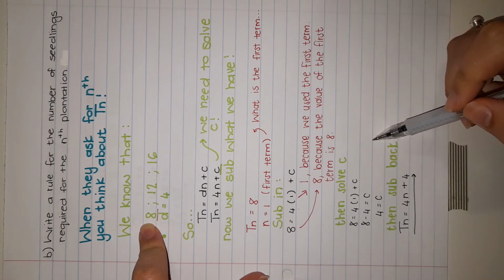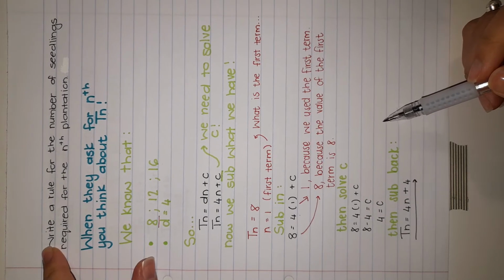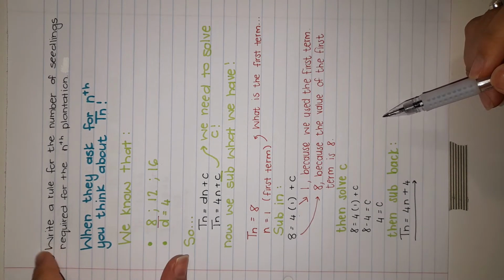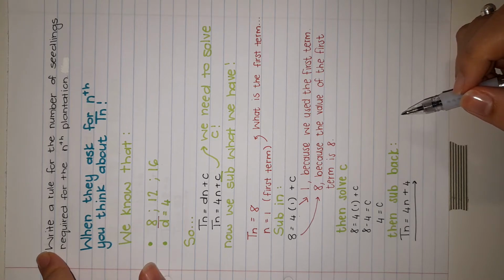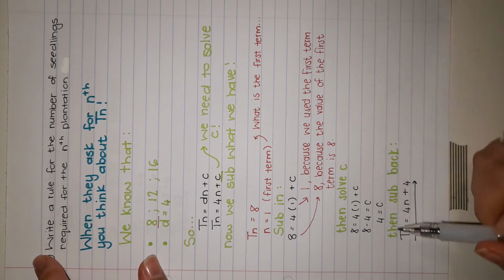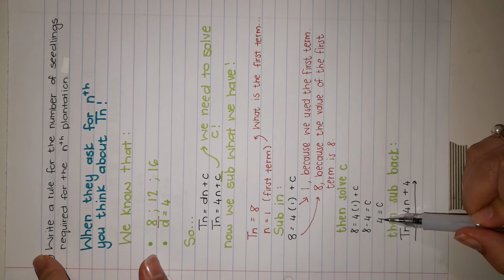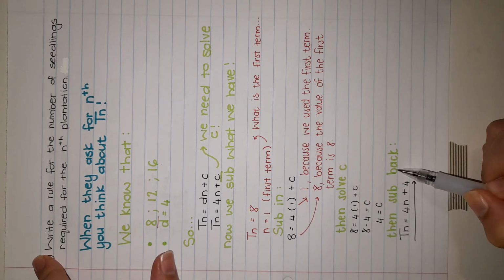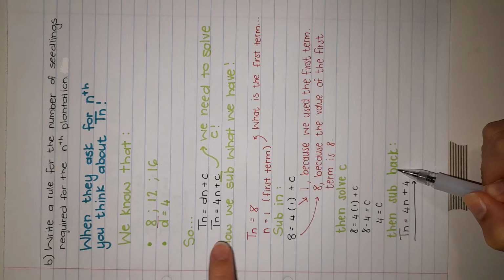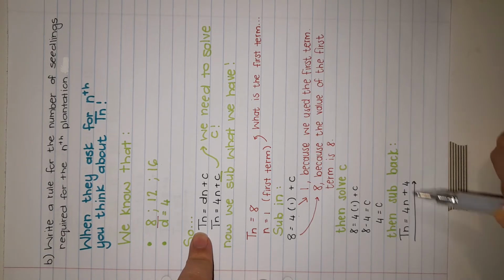And because my question is, write a rule for the number of seedlings required for the nth plantation, we don't know what number that plantation is. So after I substituted in, I found c. c is equal to 4. I need to substitute it back into my formula. So then I say Tn equals 4n plus 4. My c is substituted back.